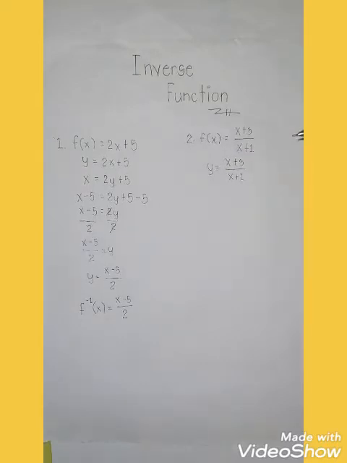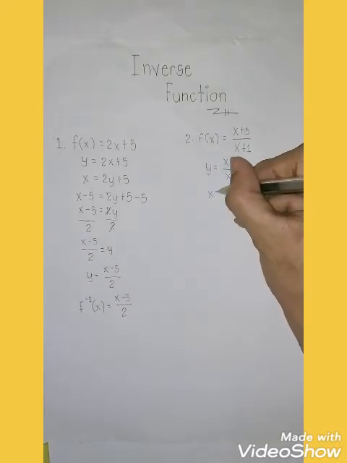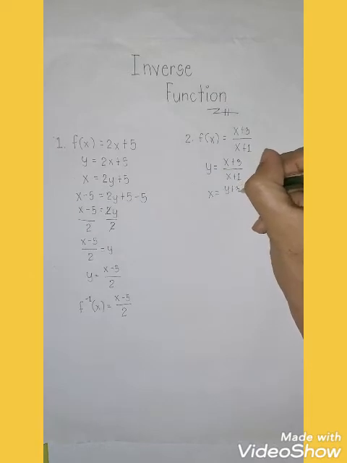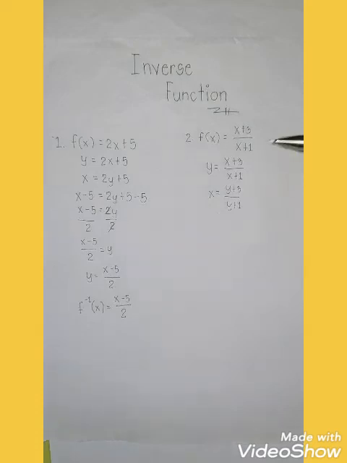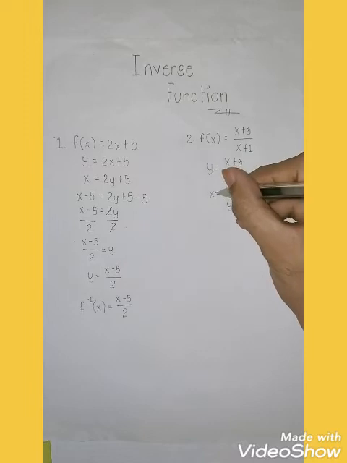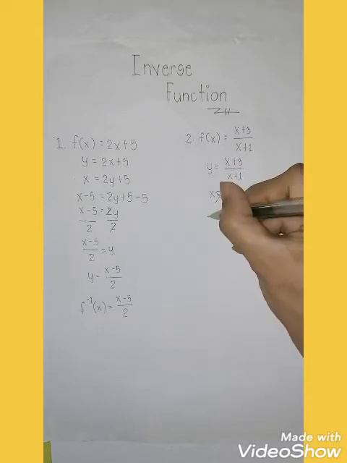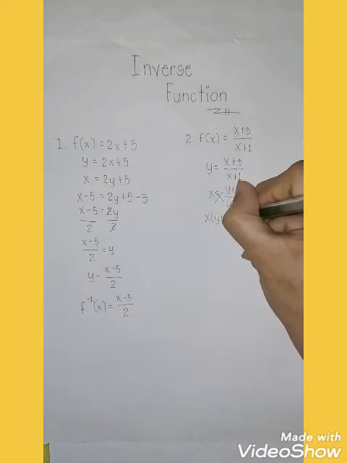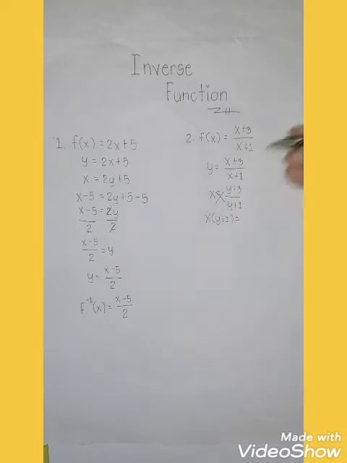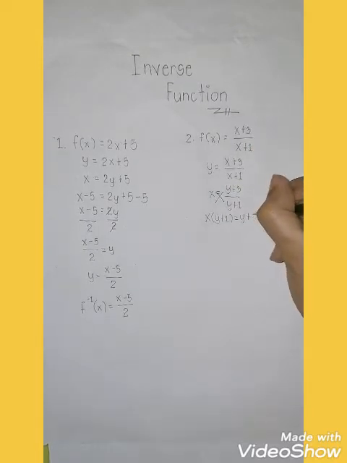Next step, gawin nating x yung y at gawin nating y yung x. Interchange lang natin. So, ang mangyayari, x equals y plus 3 over y plus 1. Since nakikita natin, meron tayong fraction, para makuha natin ang value ng y or the new value of y, mag-cross multiplication tayo. So, ito ang mangyayari. Cross multiplication. So, x times y plus 1 equals, kopyahin lang si y plus 3.